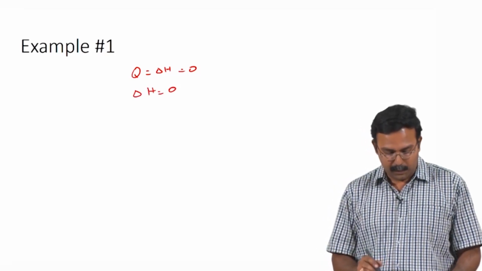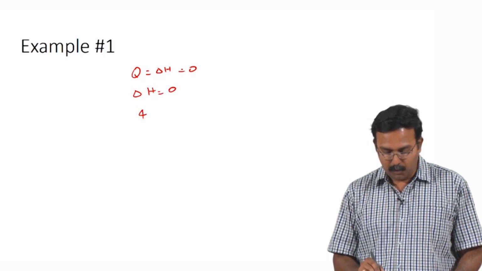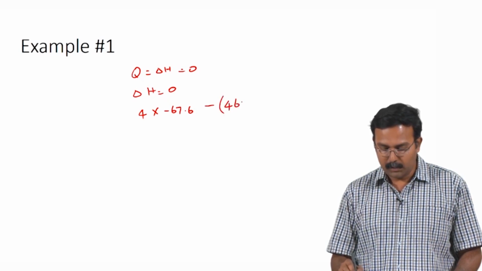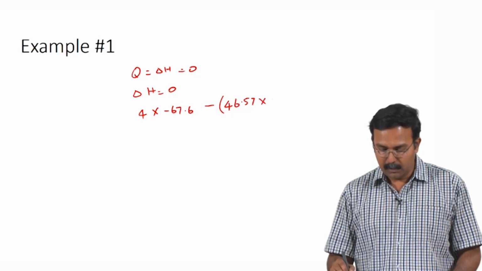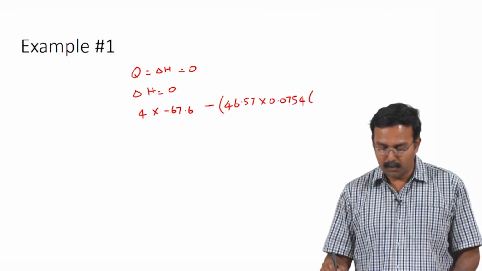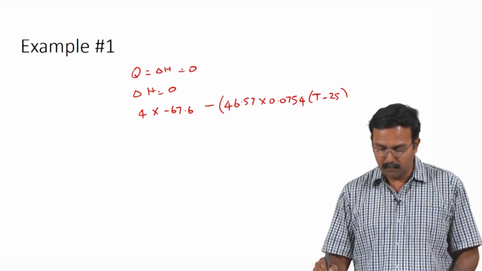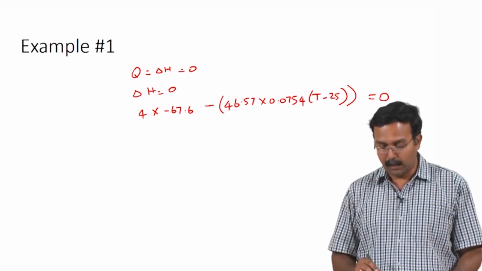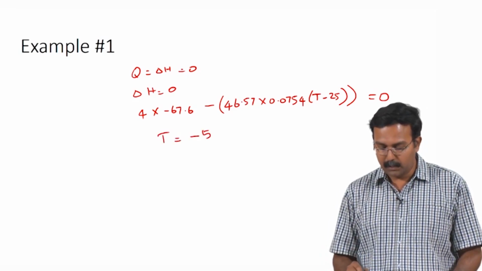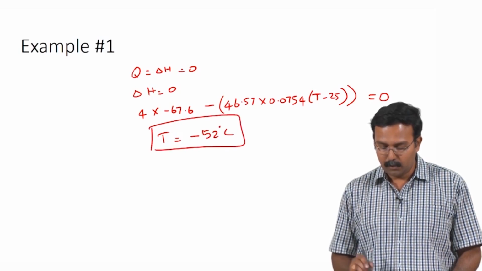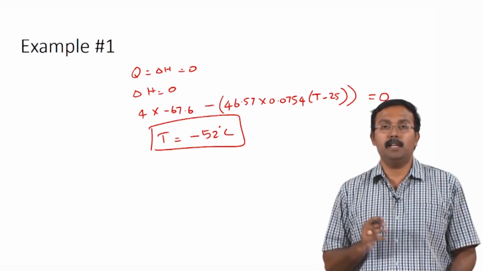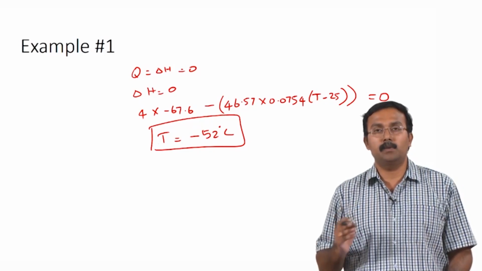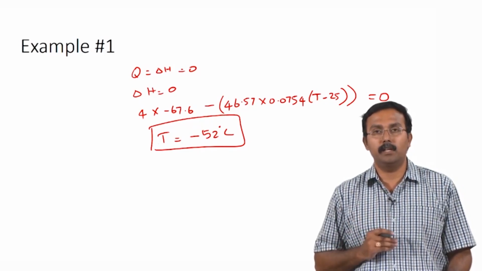So, the delta H can be calculated as 4 times minus 67.6 minus 46.57 times 0.054 times T minus 25 equals 0. From here we can calculate the value for T. T would be calculated as minus 52 degrees Celsius. This means that liquid water at minus 52 degrees Celsius needs to be fed for the temperature of the final aqueous solution of H2SO4 to be 25 degrees Celsius.